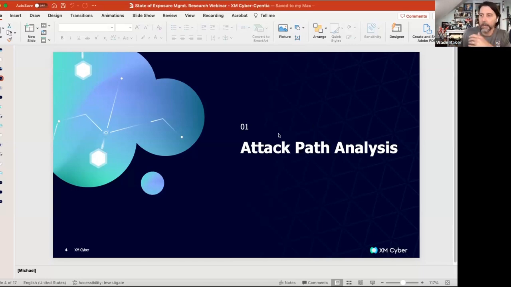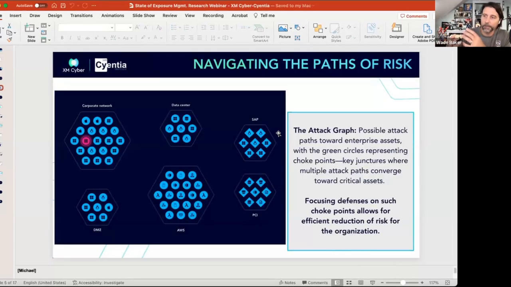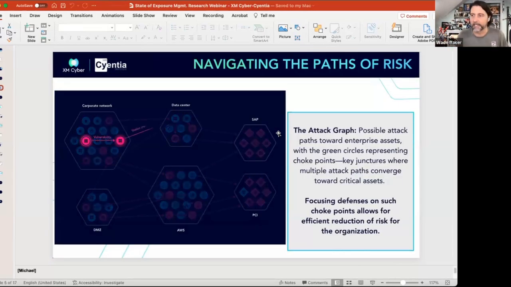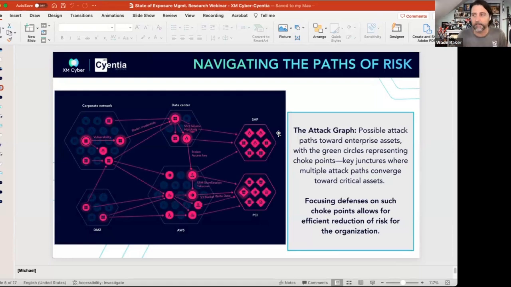One cool thing about this was that it used attack path analysis. I mean, that's what XM Cyber does. We've never worked with a company that does attack path analysis, so this was new for us. And if you're not familiar with the concept of attack path analysis, maybe this chart helps.